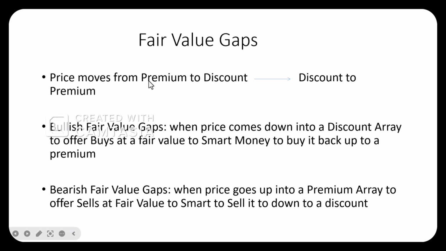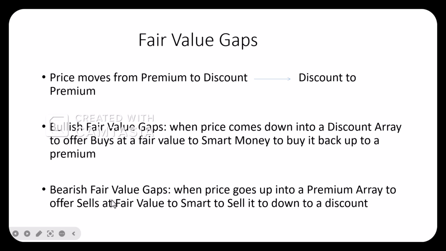Price goes from a premium, price goes from a discount. It goes from a discount up into a premium. When price goes up into a premium array, it offers sales at fair value to smart money. My bad, I forgot to write money here. To smart money, to sell it down into a discount. Like that.